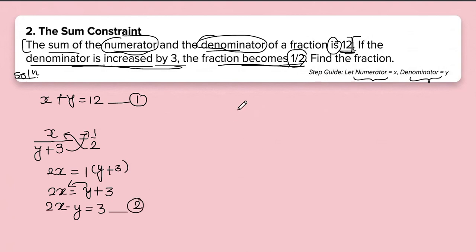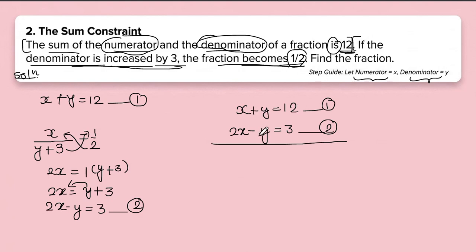So if we look at our first and second equations, x plus y is equal to 12, first equation, and second is 2x minus y is equal to 3, second equation. So look at both the equations carefully. Here in both equations, plus y and minus y are getting cancelled directly. So we have to just simply add the equations.